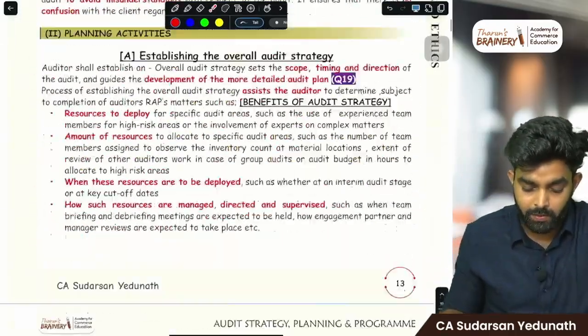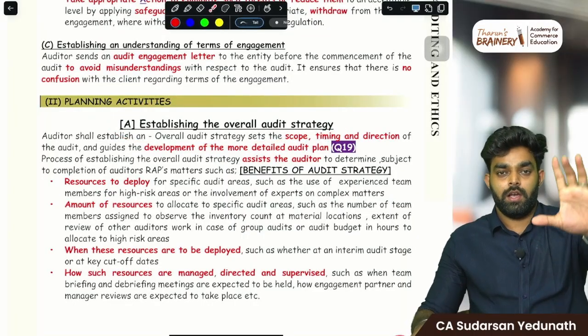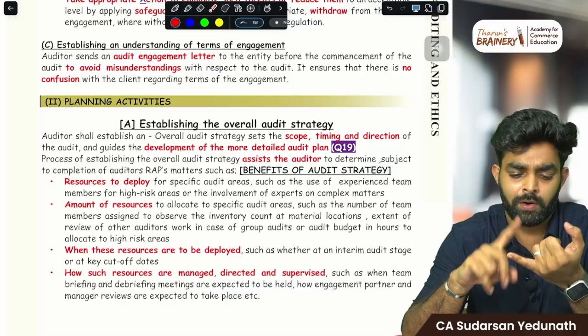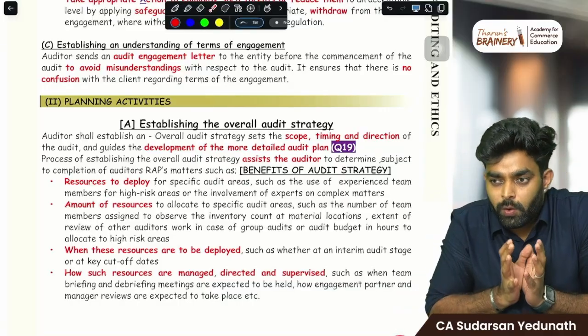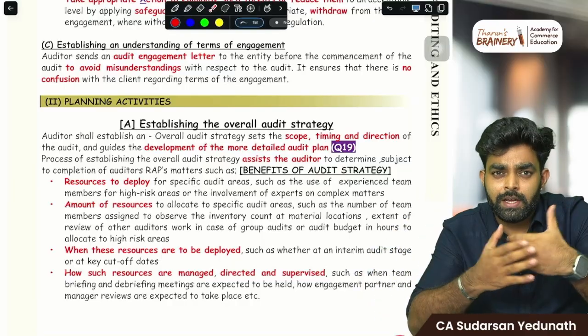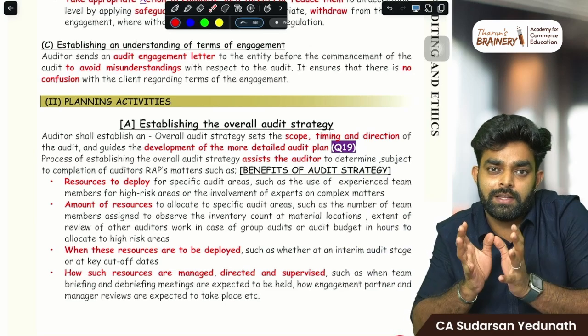Now, planning activity. What are the planning activities? Establishing the overall audit strategy. Let me tell you, there are two things: audit strategy and audit plan. Audit strategy means an overall approach to the audit. Audit plan is even more detailed than the audit strategy, but not very detailed. That is, what are the things we need to do?